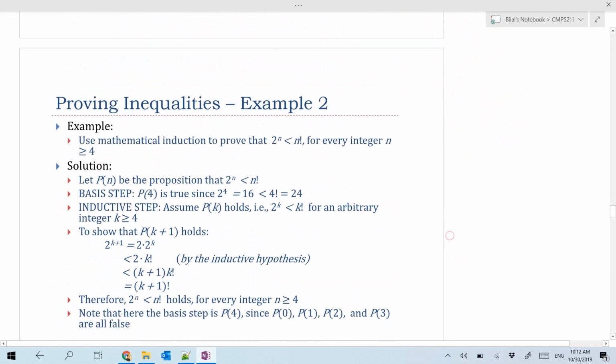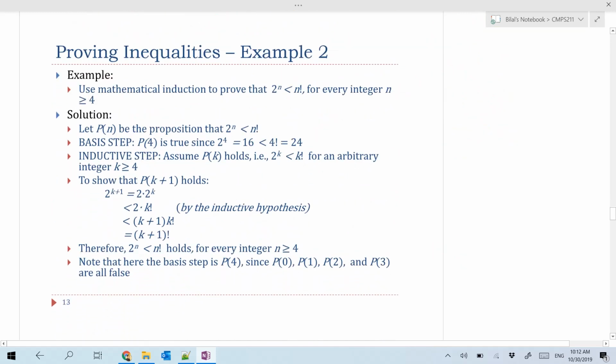One last example about inequalities. An example in which we want to prove that 2 to the power n is strictly less than factorial of n. I'm going to do it slightly quickly. This property actually happens to be true for n greater than or equal to 4. Actually, the property does not hold for 0, does not hold for 1, 2, or 3. You can check it by hand. And the reason is something like this.